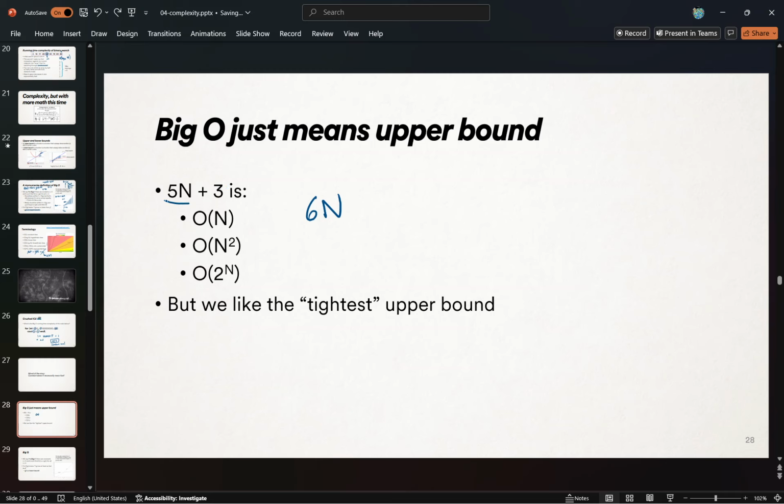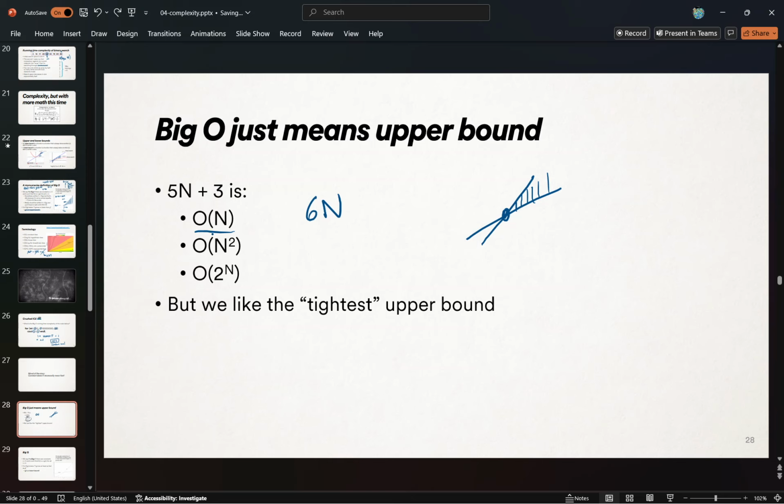So 5n plus 3 and O of n work out, because here's the original function, and then eventually some constant times n, 6n, this graph, wins out after a certain point in time. That's all that big O means. Up to a constant factor, after a certain point in time, it wins out. So that one's the best. That one's the tightest bound.